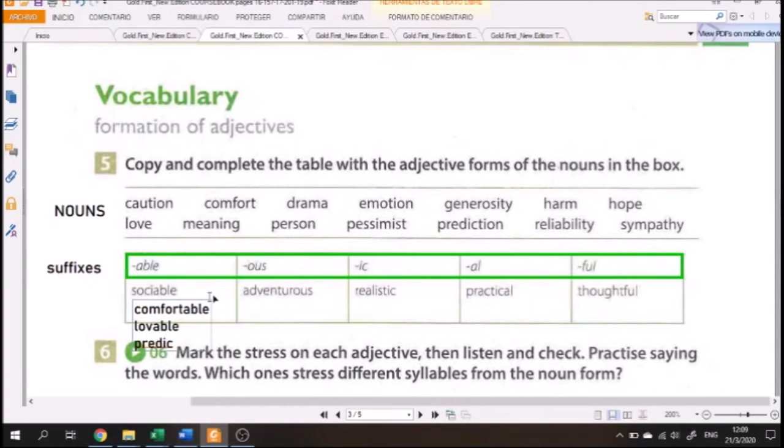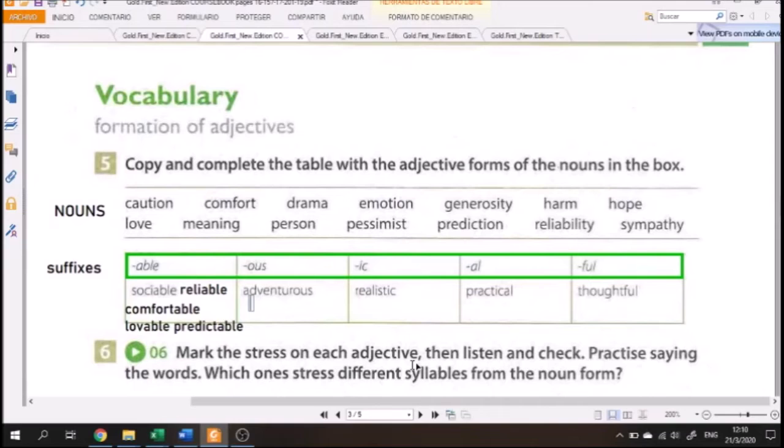We have predictable. Be careful with that. Predictable, predictable. Don't sound so Spanish. Predictable, no, predictable. And then, I'm going to put it here, reliable. Reliable, good. Second column, what do we have?